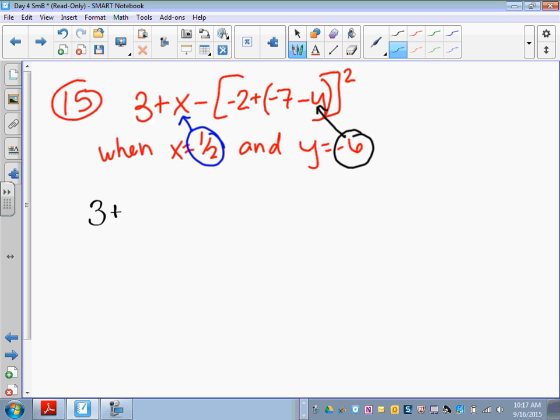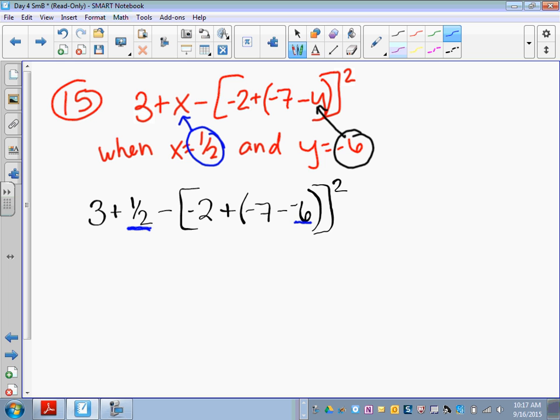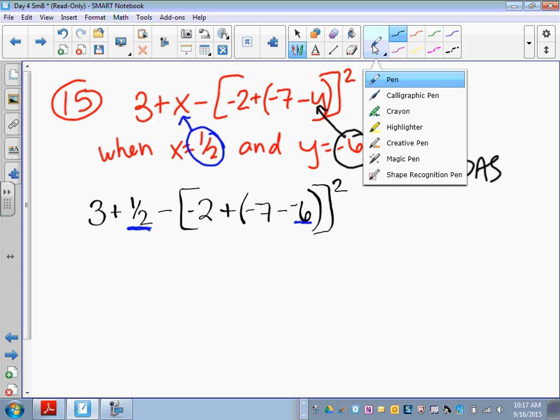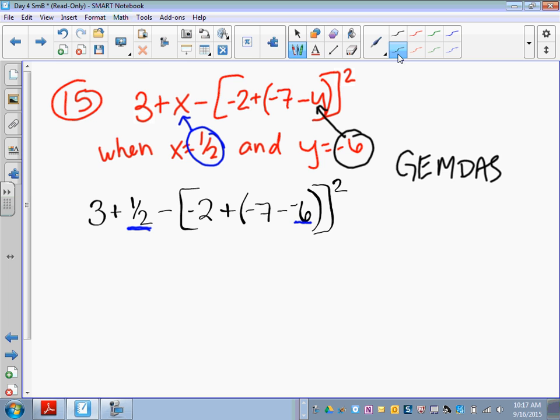So it's 3 plus, instead of x, I have 1/2 minus square bracket, negative 2, plus negative 7 minus, instead of y, I have negative 6. Make sure you don't lose that negative there. Okay, so again, I have my y value here, and my x value here. So just substitute it. So now we just follow the order of operations. Alright, and we see we have more than one set of parentheses.